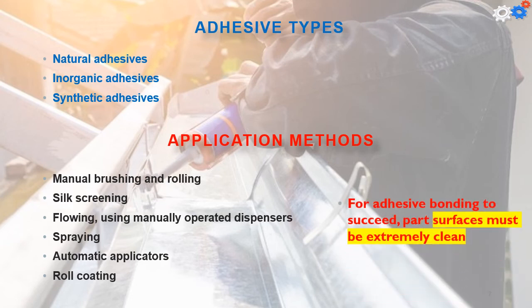For adhesive bonding to succeed, a part surface must be extremely clean. Bond strength depends on the adhesion between the adhesive and the adherent, which depends on clean surfaces. For metals, solvent wiping is often used for cleaning, and sandblasting improves the surface adhesion. For non-metallic parts, the surface can be mechanically abraded or chemically etched to increase the roughness.